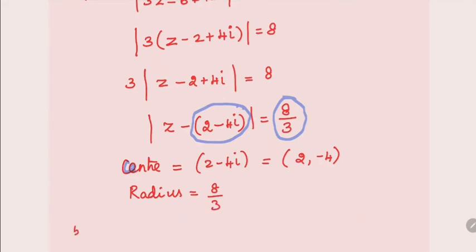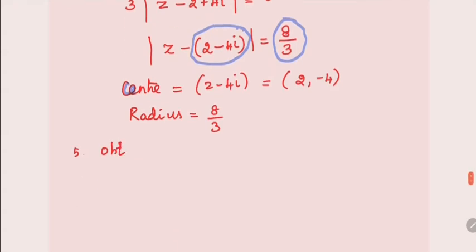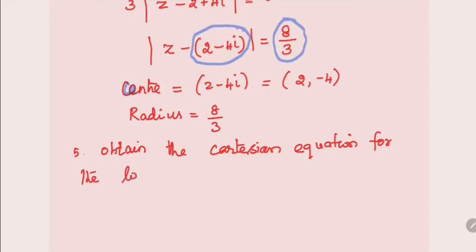Now we are coming to the fifth problem. In the fifth problem, what is asked? Obtain the Cartesian equation for the locus of z. Z is written in the form of x plus iy in each of the following cases.